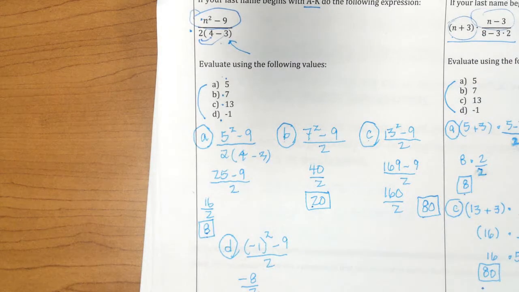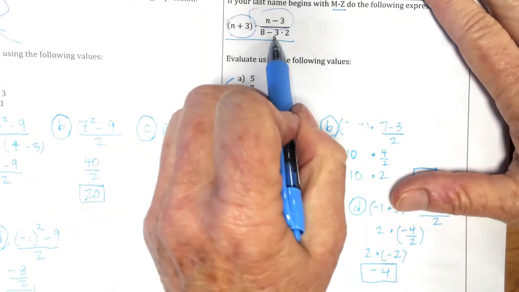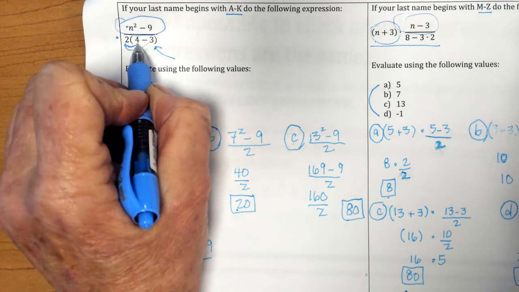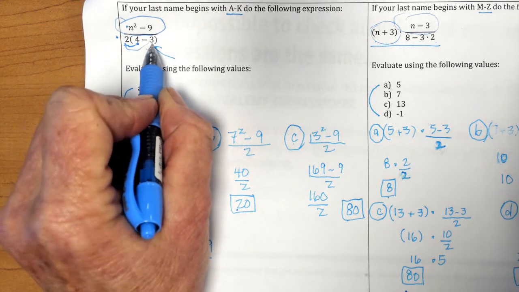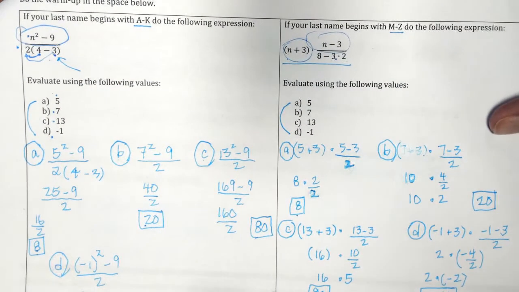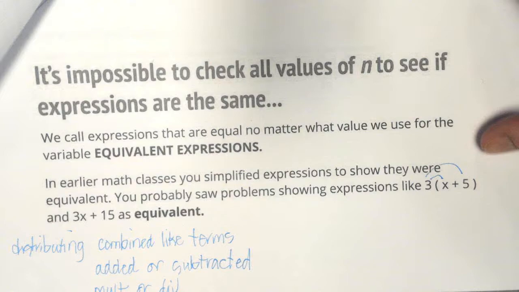So there's all sorts of things. 8 minus 3 times 2. Where did I get that? 8, and then I just didn't distribute. I just said 2 times 3. So that's where that came from. So again, there are so many different things that you could do to make things equivalent, and that's what we're going to do in this lesson.